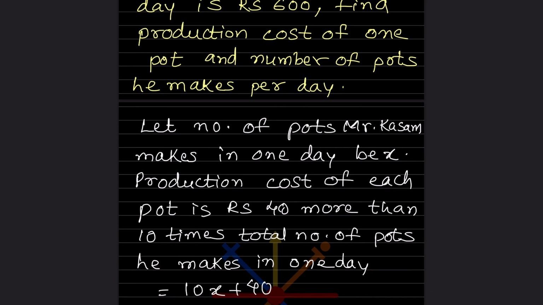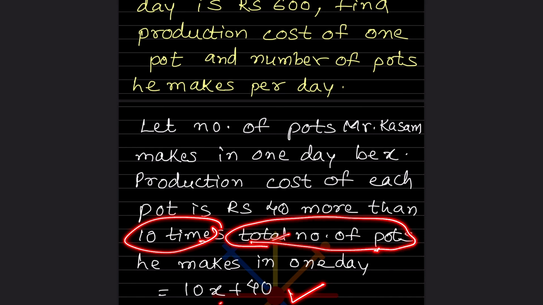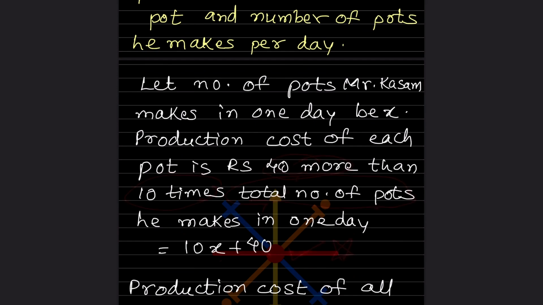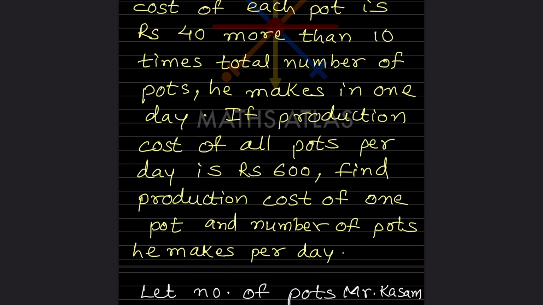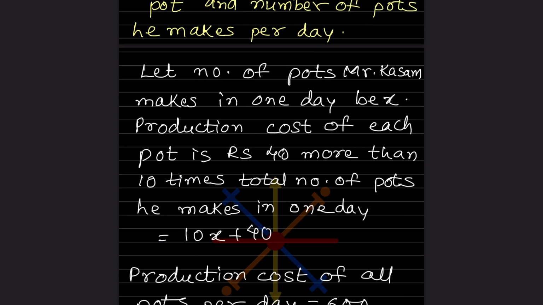So what will be that? 10x plus 40, because 10 times the total number of pots. Total number of pots we have considered as x, means 10x. And 40 more means that is going to be plus 40. Hope this is clear to you. And the production cost of all pots per day, production cost is 600, given.